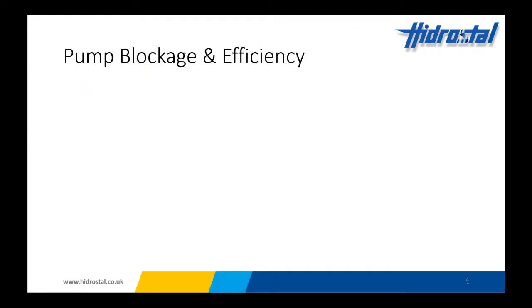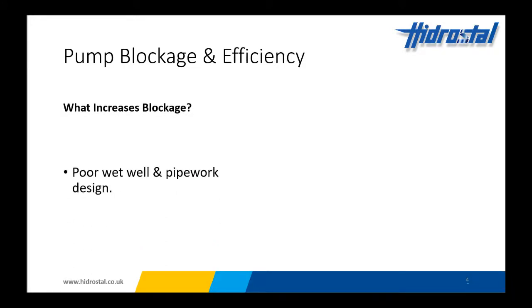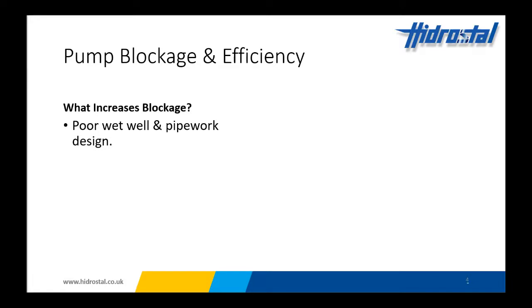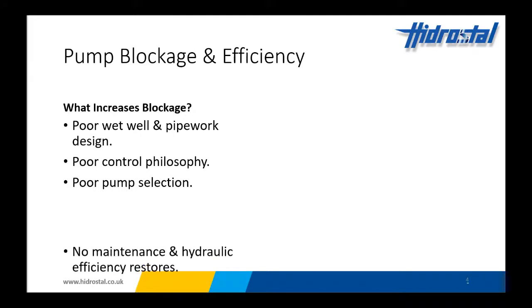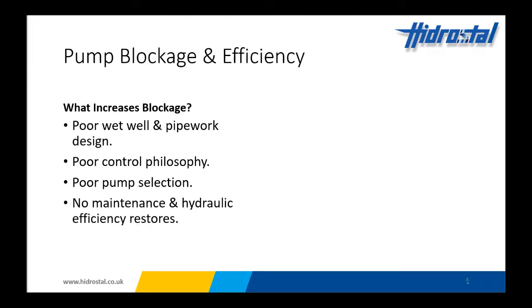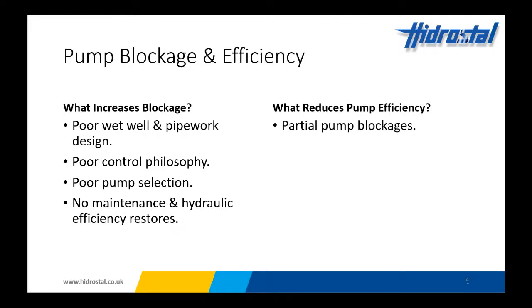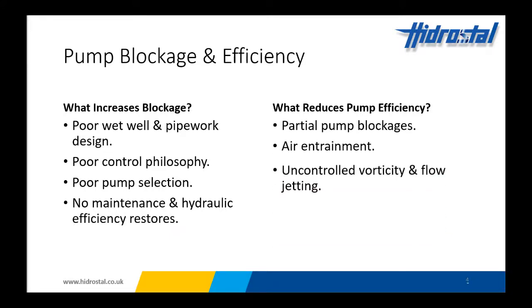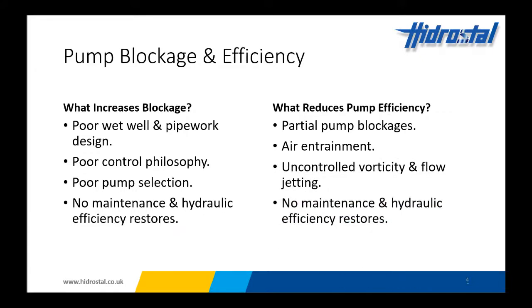So, pump blockage and efficiency. What are the types of things which increase sewage pump blockage? Well, poor wet well and poor pipework design can be a factor, as can the control philosophy and the actual selection of the pump. And finally, having a zero maintenance culture or regime and no emphasis on hydraulic efficiency restore. And when it comes to reducing pump efficiency, the things that affect that are partial pump blockages, air entrainment, uncontrolled vorticity and flow jetting, and again no maintenance or hydraulic efficiency restoring going on.